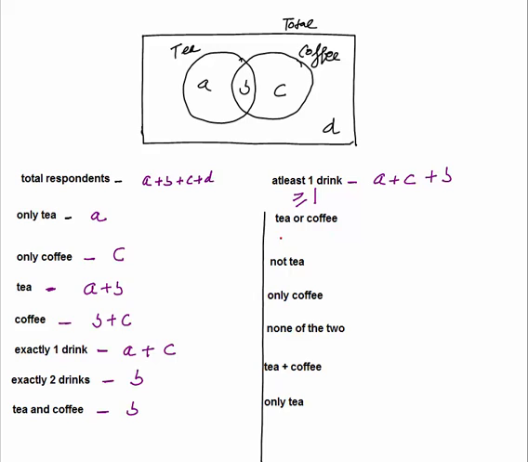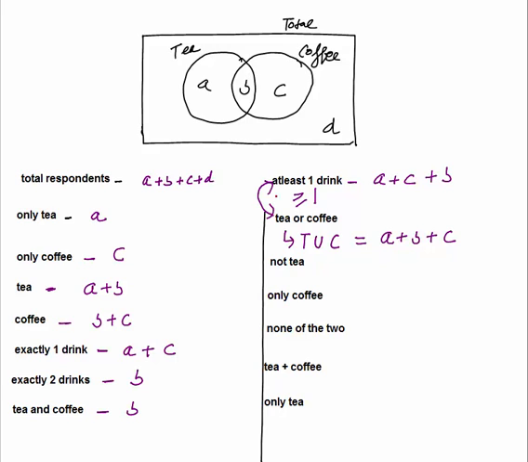Tea or coffee is the same thing as at least one drink. You can say tea union coffee, it is the same thing. Whether you say tea or coffee, or tea union coffee, they are the same thing. Tea union coffee means we have to include all the elements that are in the tea as well as the coffee circle. Again, it means A plus B plus C. Union or is the same thing. So very important, these two are the same: at least one drink, or tea or coffee.